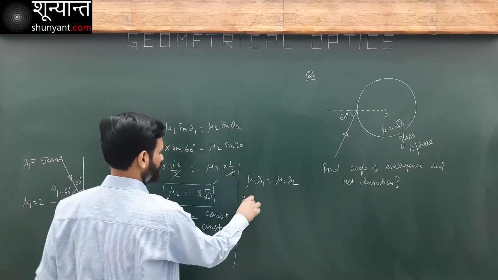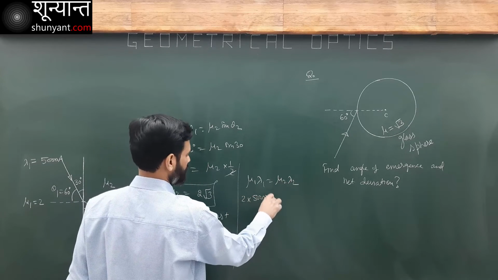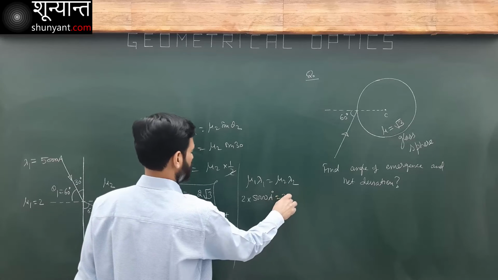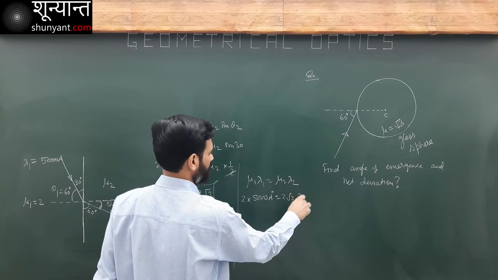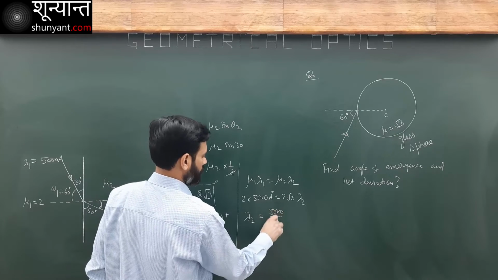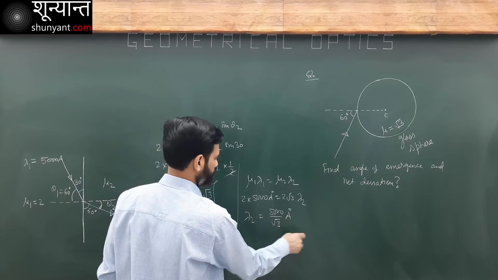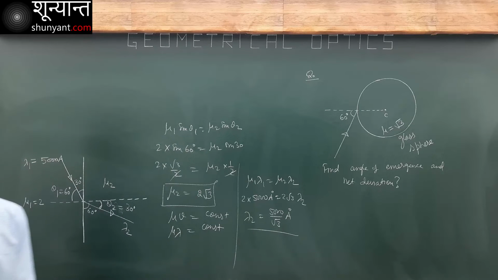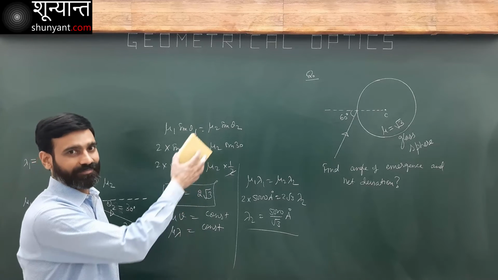I have this answer. 2 times 5000 angstrom is 2 root 3 times lambda 2. I have this lambda 2. It is 5000 over root 3 angstrom. That's my answer. Okay, this is the answer. Now the last problem. Very interesting.